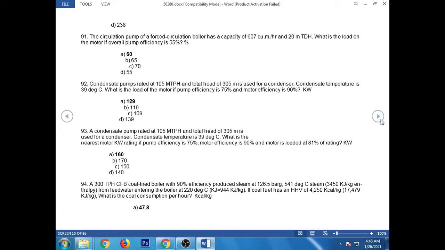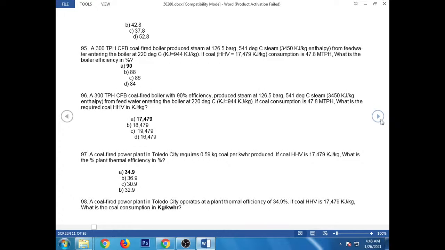A 300 tph CFB coal-fired boiler with 90% efficiency produces steam at 126.5 bar, 541 degrees Celsius steam, or 3,450 kJ per kilogram enthalpy, from feed water entering the boiler at 220 degrees Celsius, or 944 kilojoule per kilogram. If fuel has an HHV of 4,250 kilocalorie per kilogram or 17,479 kilojoule per kilogram, what is the coal consumption per hour? Answer: 47.8.